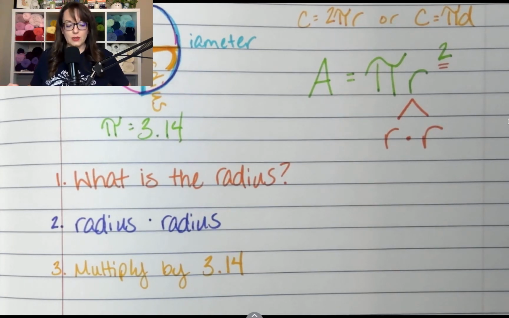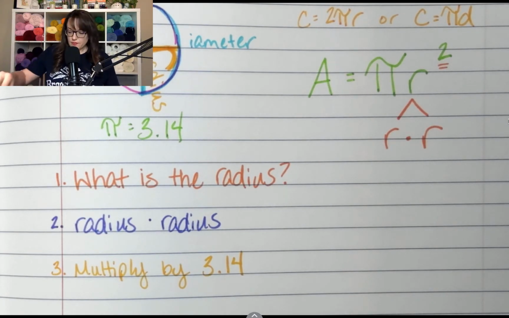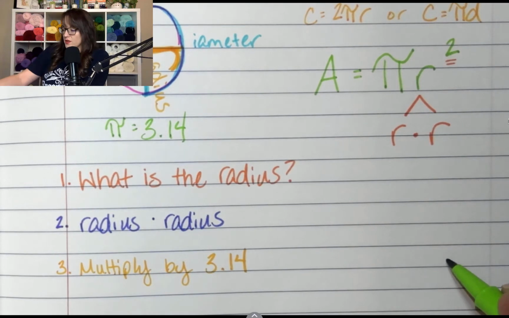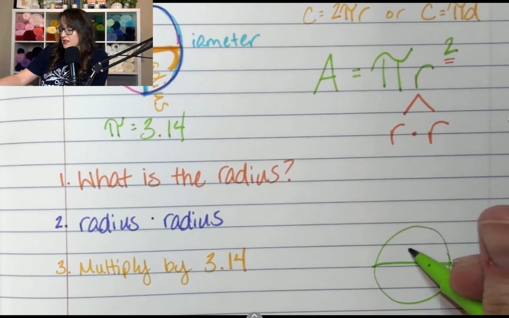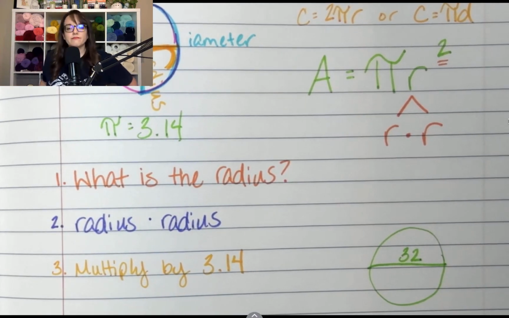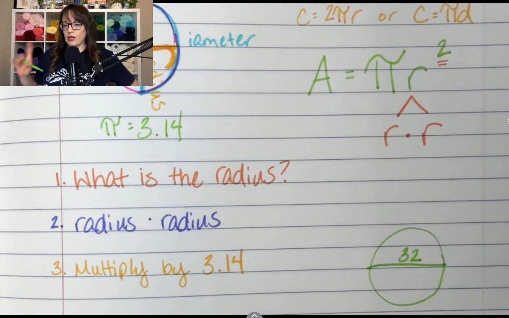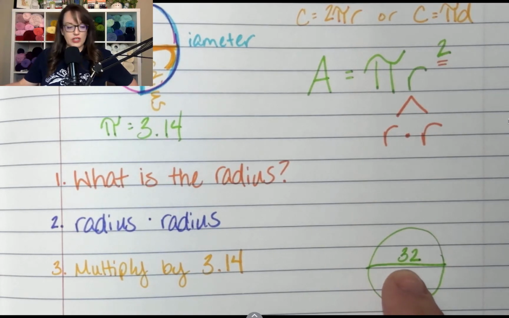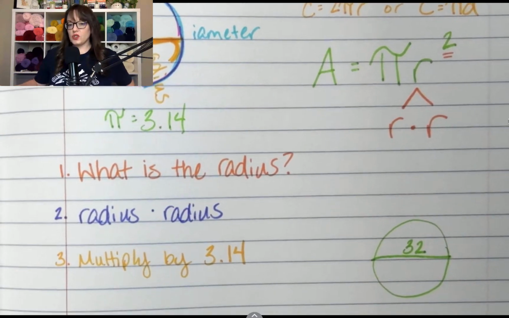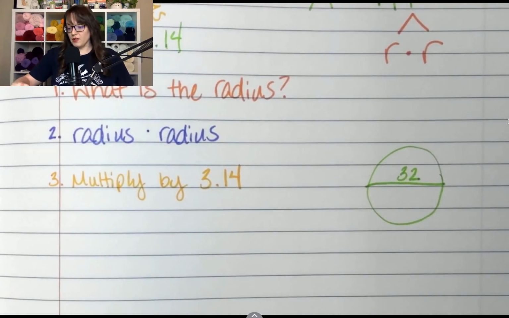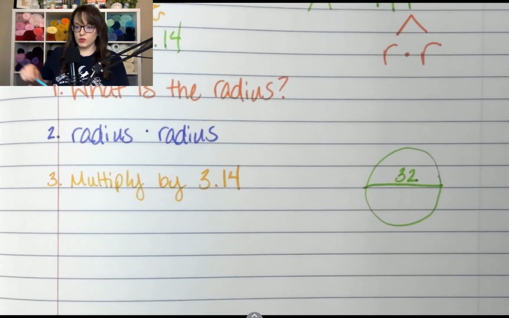So let's do an example. I told you that there was a circle. So here's my circle, and this is 32. First, what is this? 32. Is that radius or diameter? This is diameter. So I'm going to write my formula. The unspoken rule number 1, write the formula.